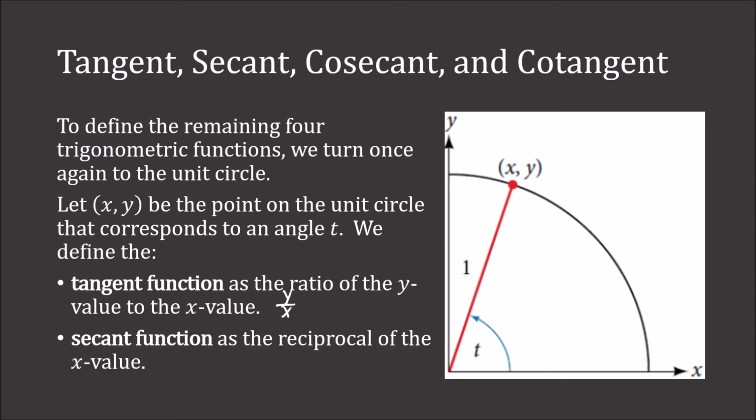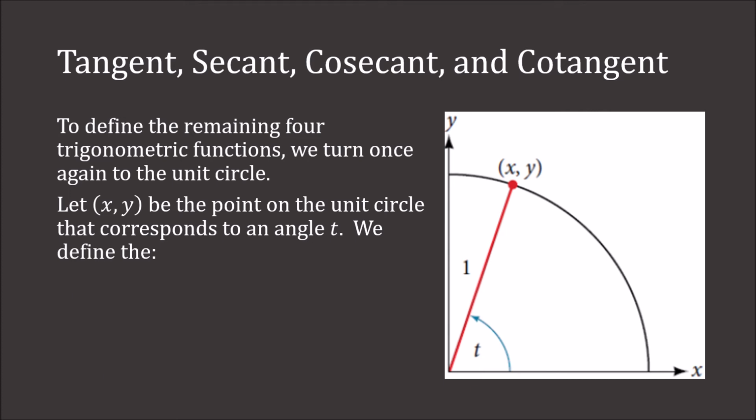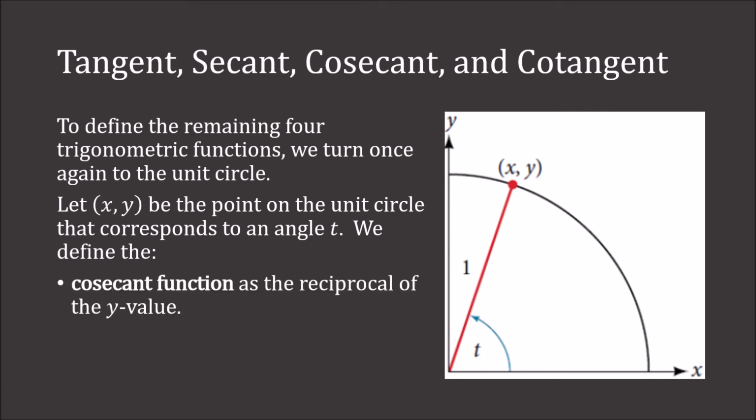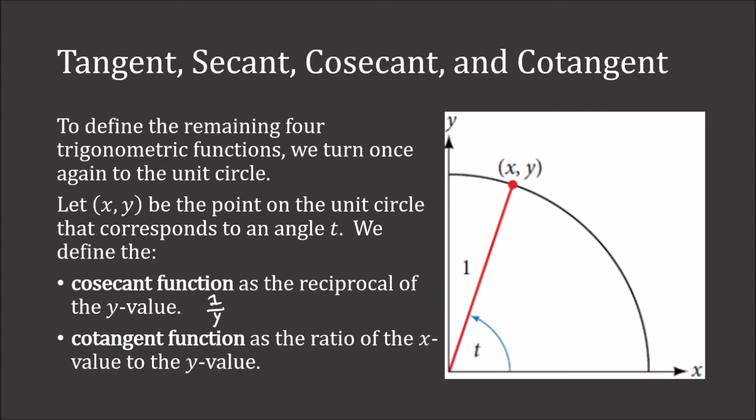The secant function is the reciprocal of the x value, so that is 1 over x. The cosecant is the reciprocal of the y value, so that is 1 over y. And the cotangent is the ratio of the x to the y, so that is x over y.